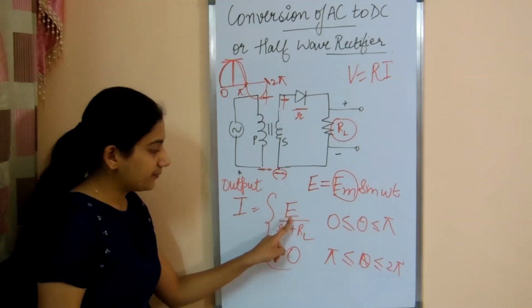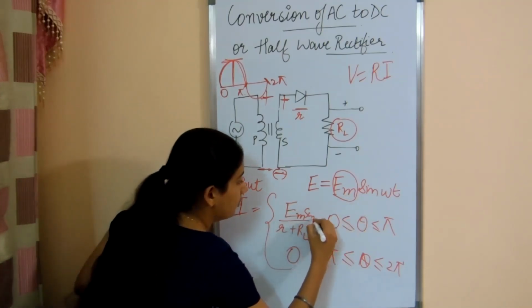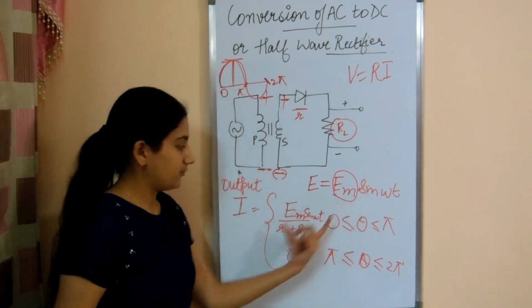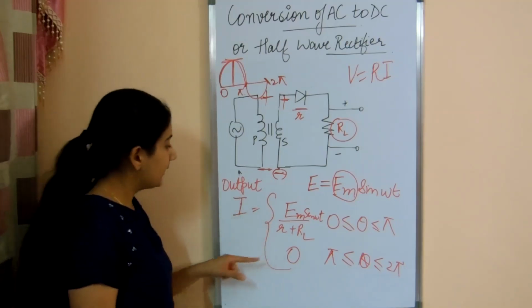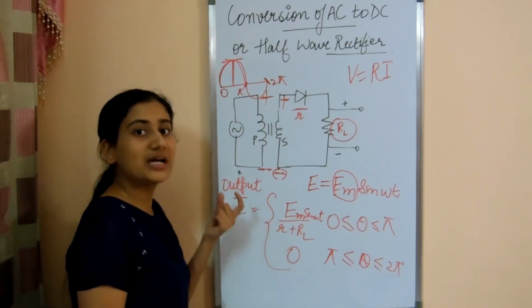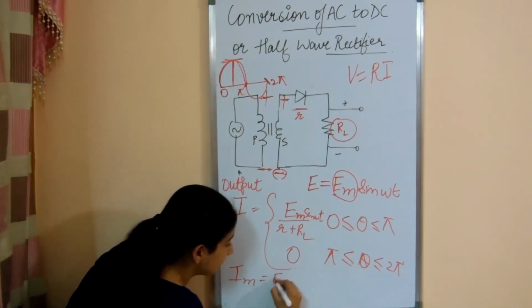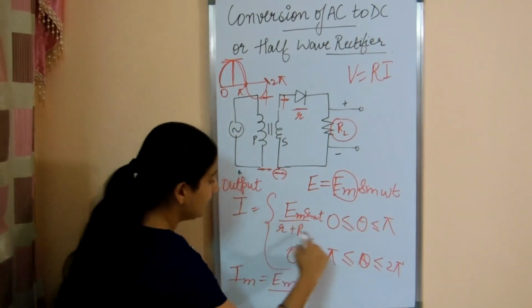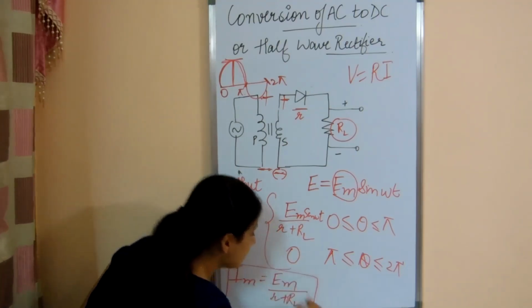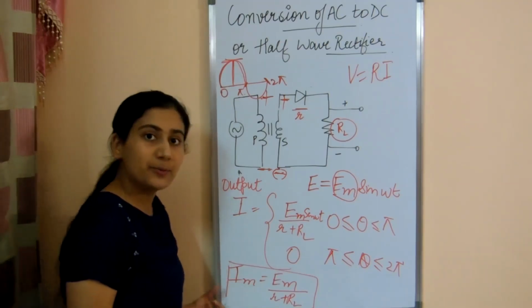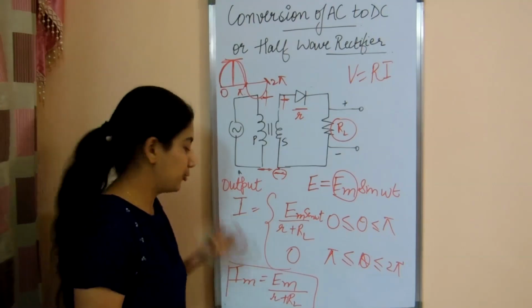Now I can represent this E as Em sine of omega t. So we get these values. From this only we can get the amplitude of the current output. Let it be Im, and it is represented by Em by R plus Rn. So this is the peak value of the output current which we get. This is the peak value of the pulsating DC output.